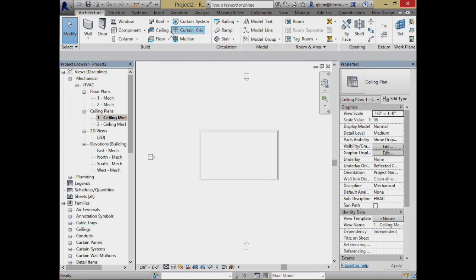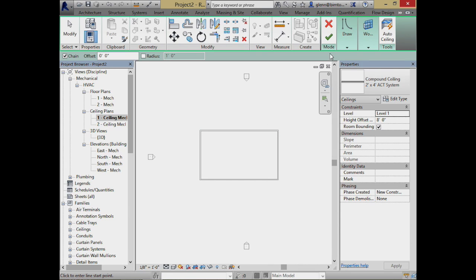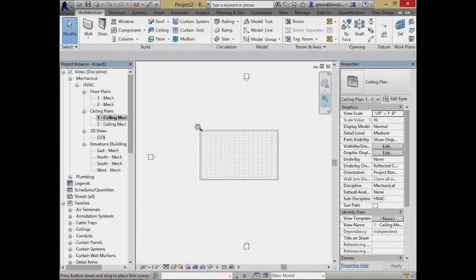Architecture, I'm going to say let's put a ceiling in there. I could sketch it by picking some wall boundaries. Or I could auto it. Auto just makes it happen very, very quickly. Autoing it just finds the boundaries for me. Let's see if I can get this right. So I'm going to put one there. It's interesting. It looks like I'm trying to draw. There we go. Finish that out. So now I am ready to put some air terminals in here.